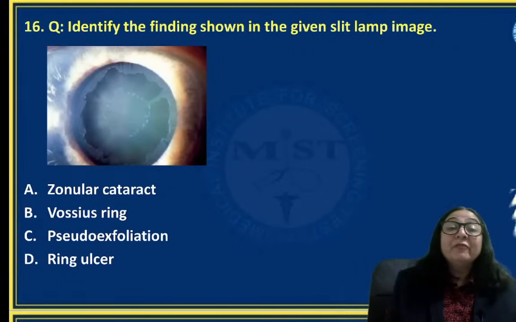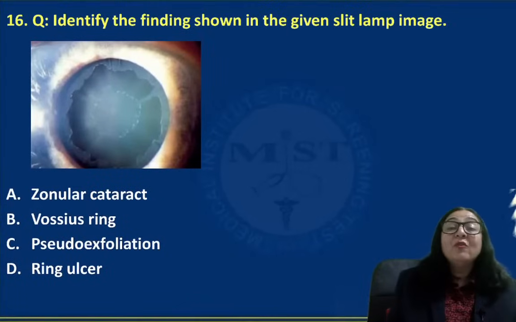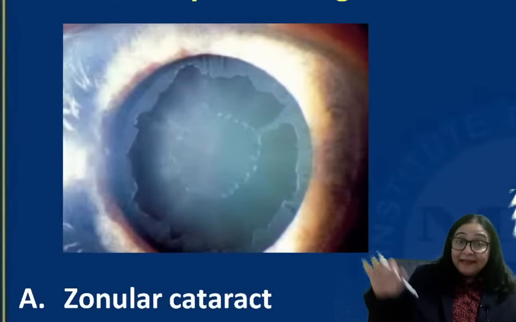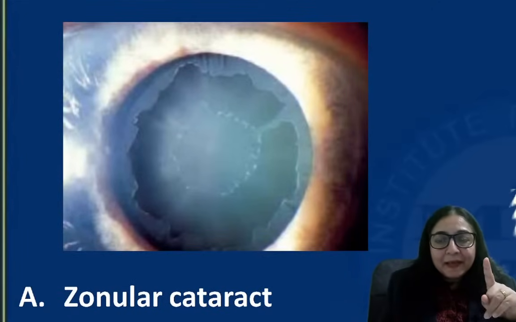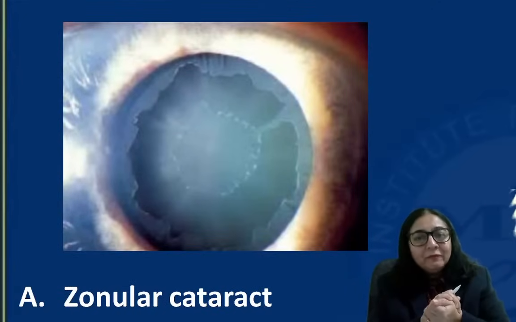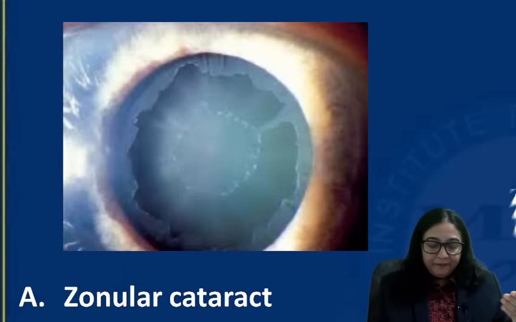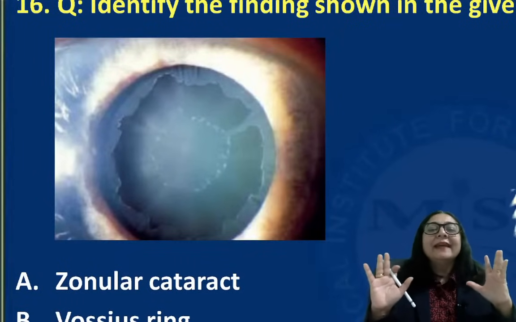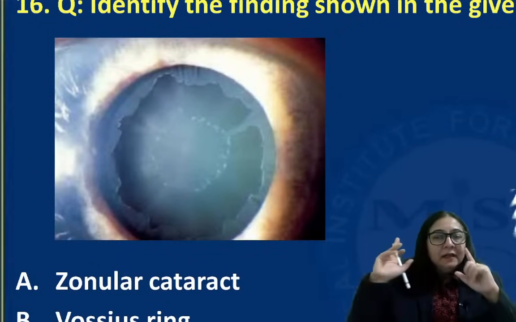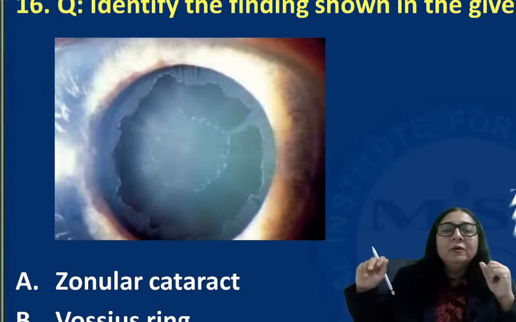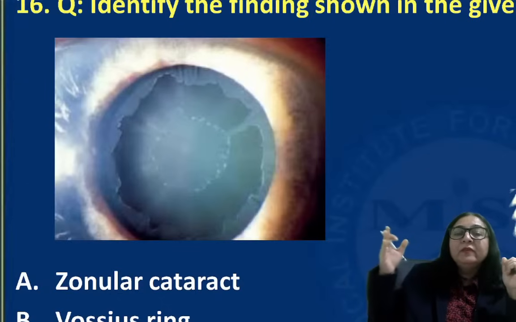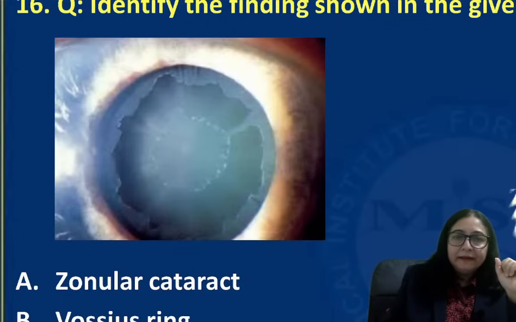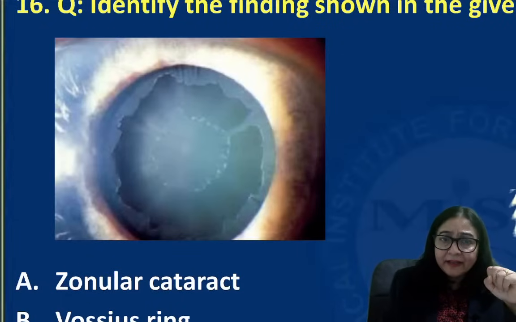Again, an image-based question for you, beta. Identify the finding shown in the given slit lamp image. Now, this is a slit lamp image. So when in the slit lamp image, bache, I've been always telling you what you need to see. Go step by step. In this image, the conjunctival area is not seen. So we are straightaway looking at the central part. Cornea is clear. How do I know the cornea is clear? Because I am able to see the iris detail and the lens detail in this image. So cornea is clear. Iris is not showing any significant abnormality.